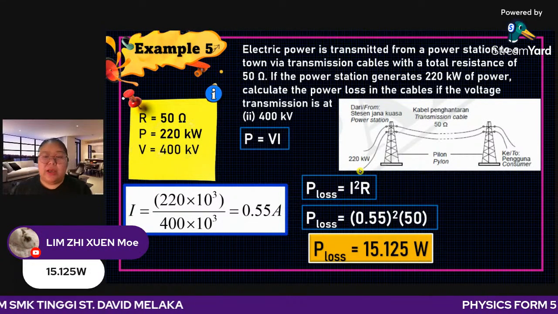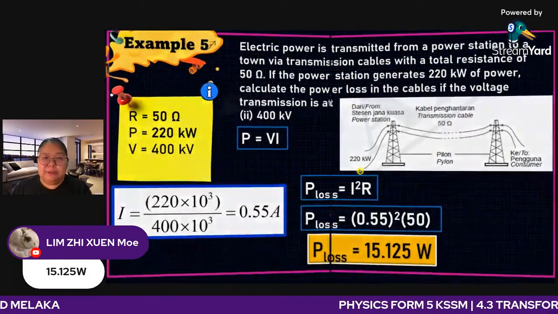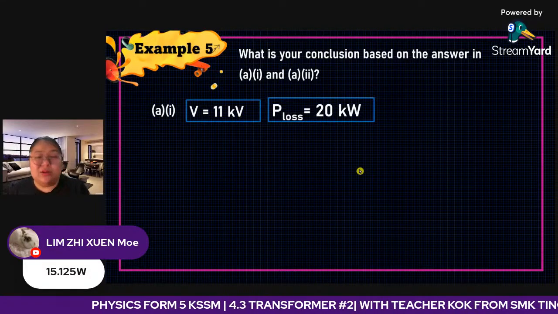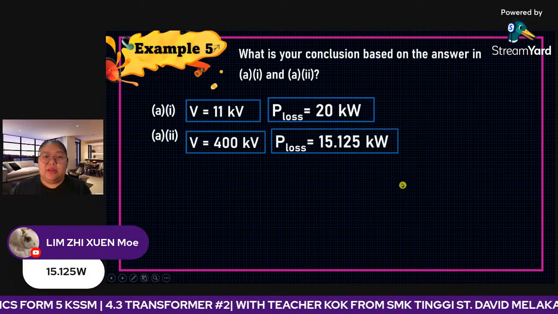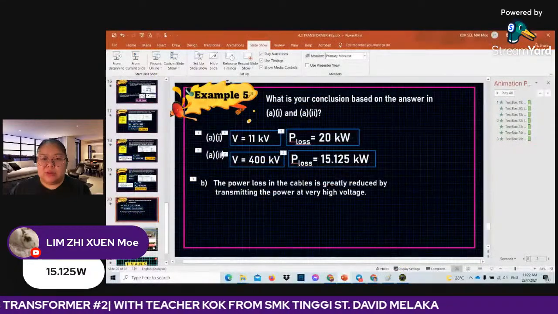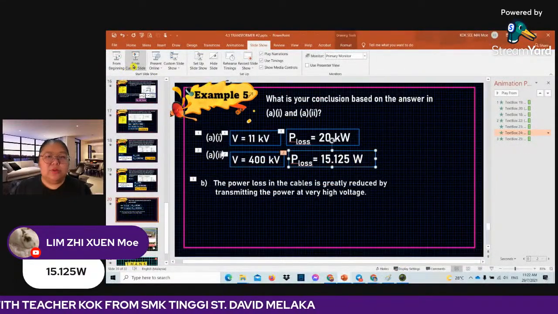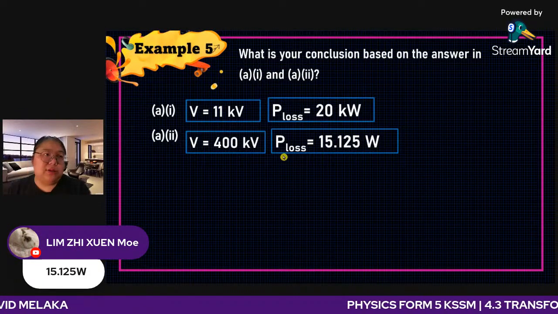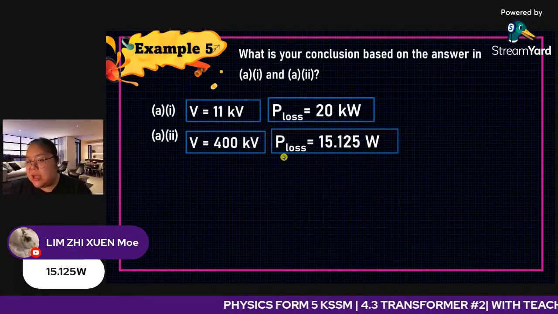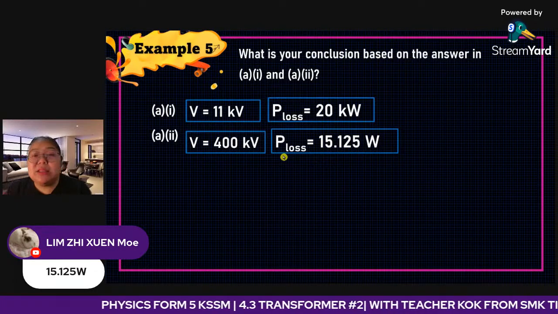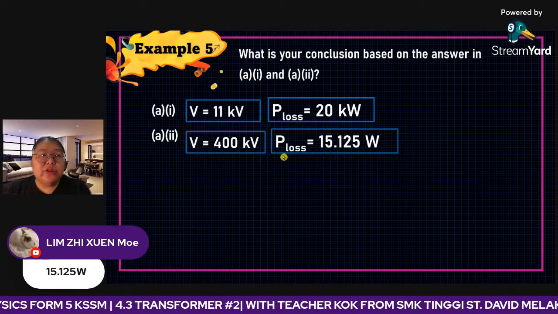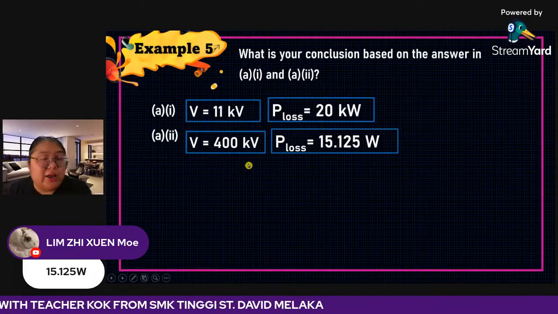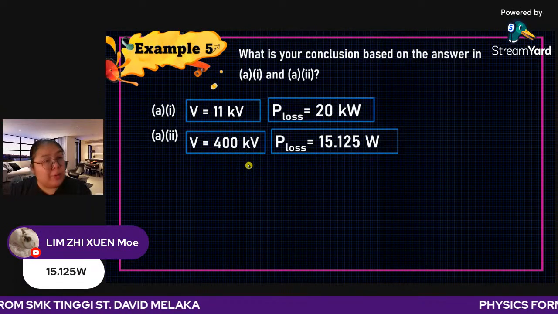Compare just now. We're going to do the comparison. Just now is 20 kilowatt loss. Then this one is, change back. So many wrong. This one is only 15.125 watts. So this is a difference. Why do we get the big differences? The voltage just now is 11K. Now I increase the voltage to 400K. So that means I can reduce the power loss.